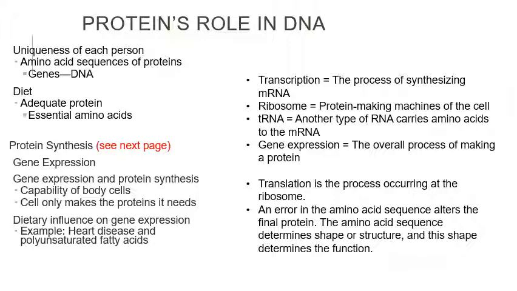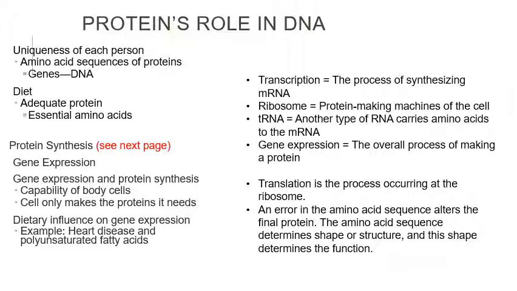Transcription, the process of synthesizing mRNA. Ribosome, the protein-making machines of the cell. tRNA, another type of RNA, carries amino acids to the mRNA. Just to let you know, mRNA means messenger RNA, tRNA means transfer RNA. Gene expression is the overall process of making a protein. Translation is the process occurring at the ribosome.